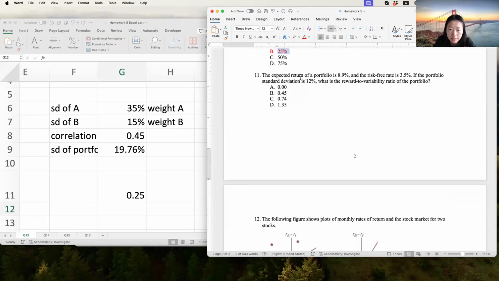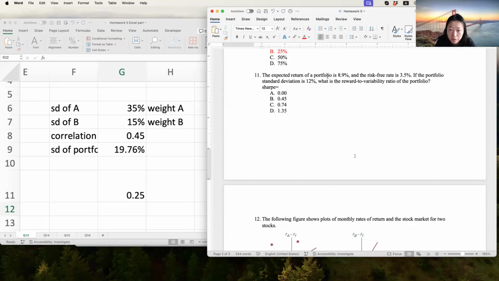All right, next, the expected return of the portfolio is 8.9% and the risk-free rate is 3.5%. If the portfolio standard deviation is 12%, what is the reward to variability ratio? So what is the Sharpe ratio of the portfolio? The Sharpe ratio formula is in the slides of chapter 5, which we went through. In case you want the formula, just go back to the slides. I am able to remember the formula.